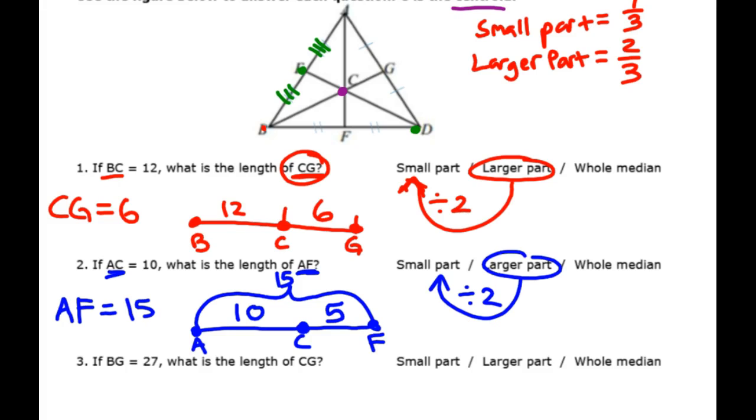Do you see the difference between number 1 and number 2? On number 1, we went from big part to small part, and the answer was the small part, because that's what they were asking for. On number 2, we went from the big part to the small part. We had to add them together because they were asking for the whole median. Okay.